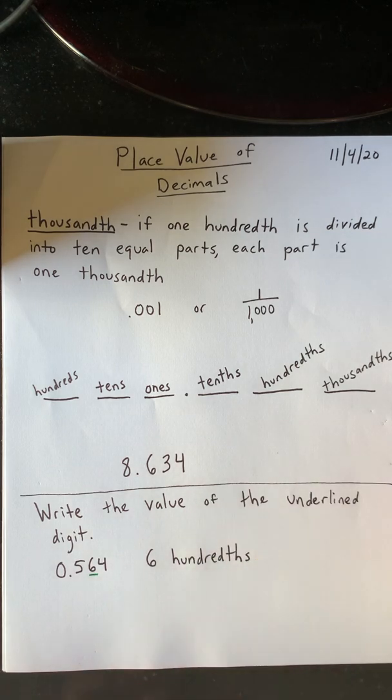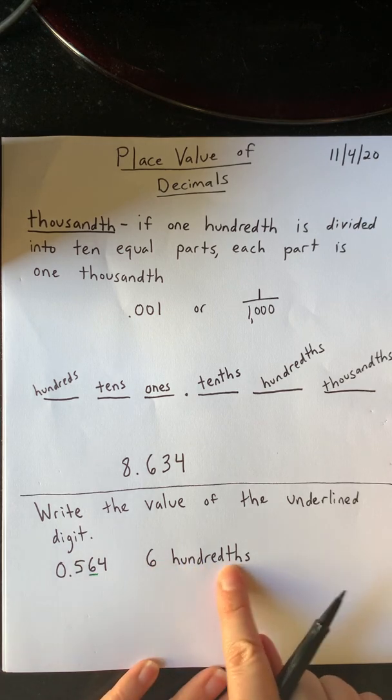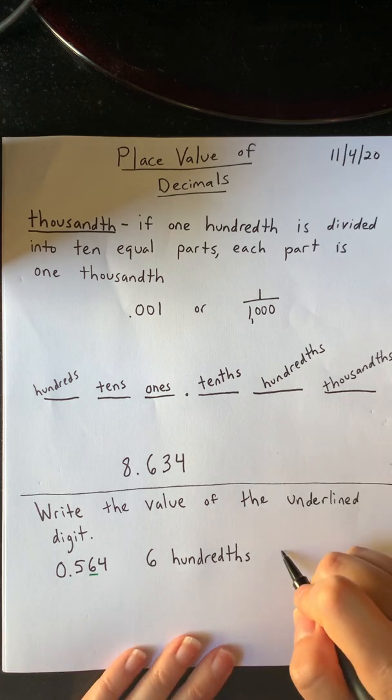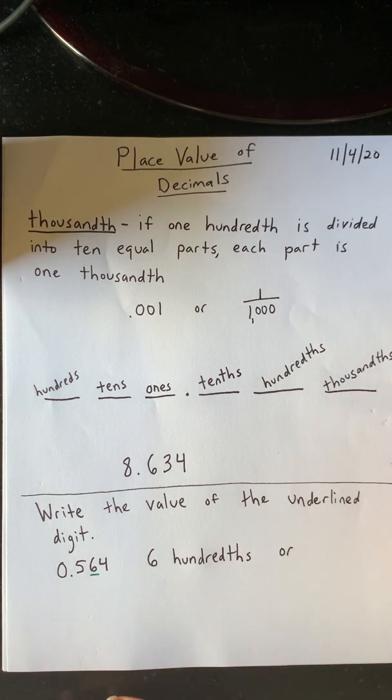Now on Schoology, it's going to ask you to write it in words. We're going to count this as words because you're writing the word hundredth out. There is a different way to write value. You're not going to use this way on Schoology, but it's important to know.